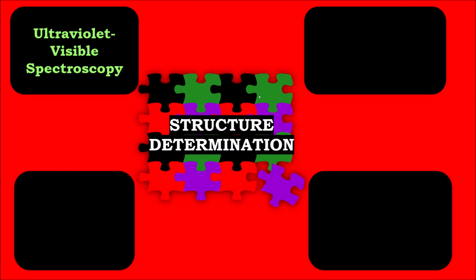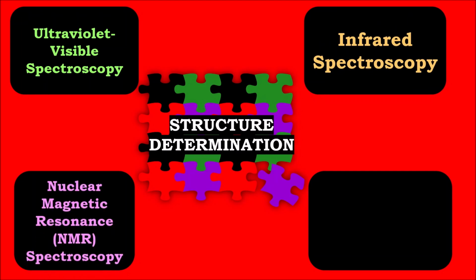One technique is UV-visible spectroscopy, then there is infrared spectroscopy, then NMR, that is nuclear magnetic resonance spectroscopy, and mass spectrometry. These are some of the spectroscopic techniques. There are many others, but these four are the most widely used.